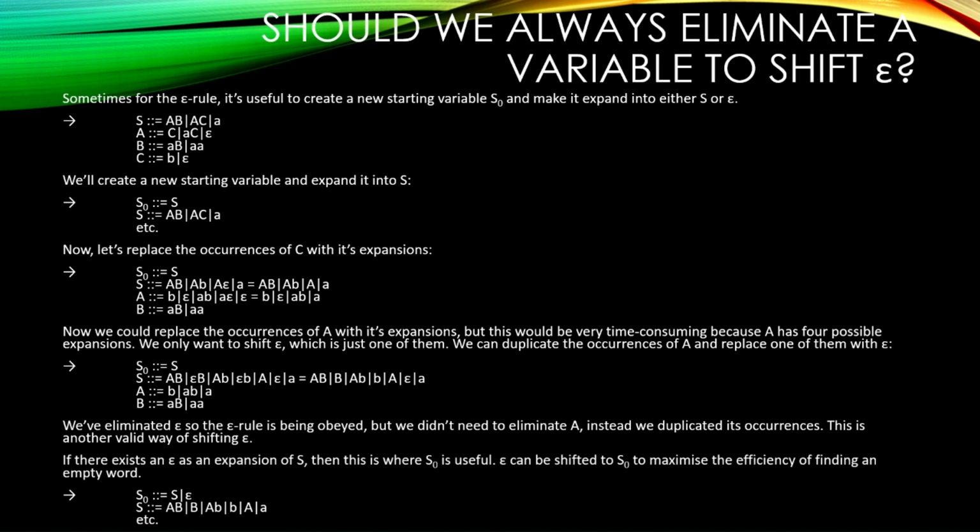So if there exists an epsilon as an expansion of S, then this is where S0 is useful. So we introduce S0, and then epsilon can just be shifted to S0 to maximize the efficiency of finding an empty word. So here we've just shifted epsilon from S to S0, which is relatively easy because S0 is the only thing that can be expanded to S.